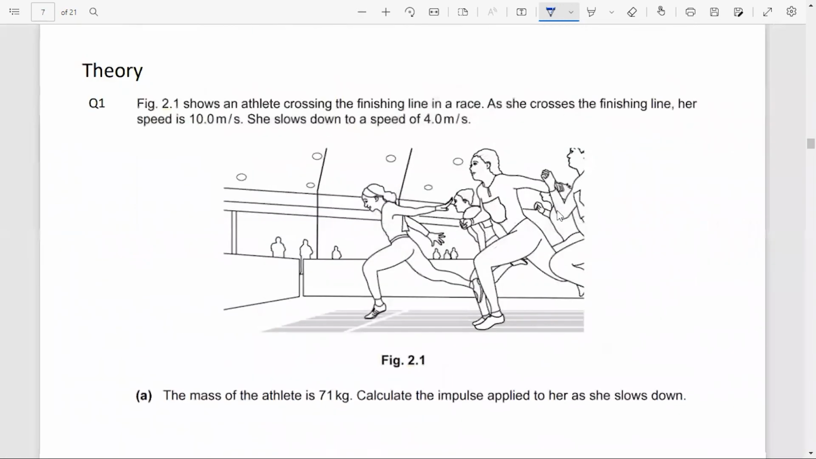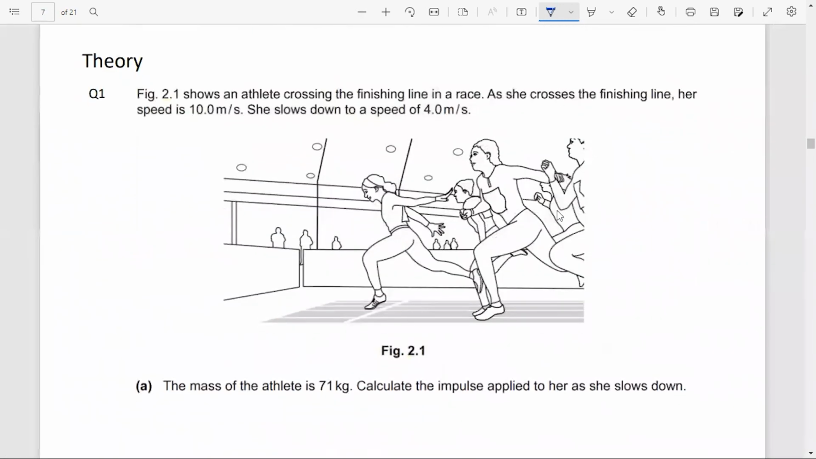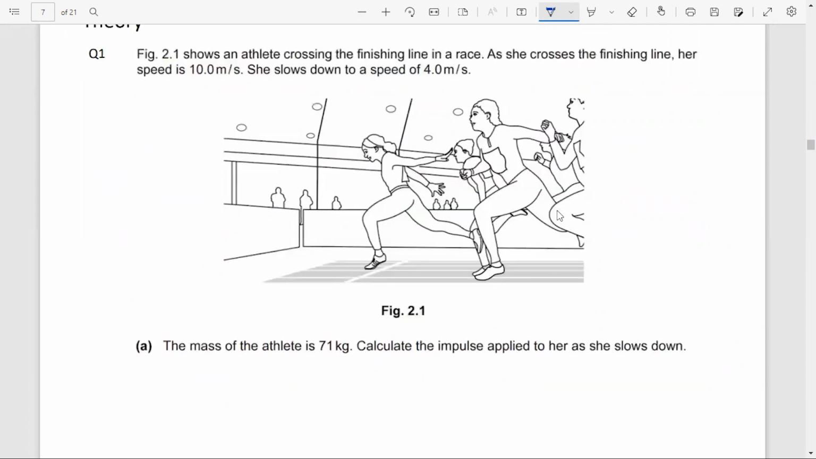अब ये देखिए, ये क्वेश्चन है कि figure 2.1 shows an athlete crossing the finishing line in a race. As she crosses the finishing line, her speed is 10 meter per second. She slows down to a speed of 4 meters per second. Calculate the impulse applied to her as she slows down.